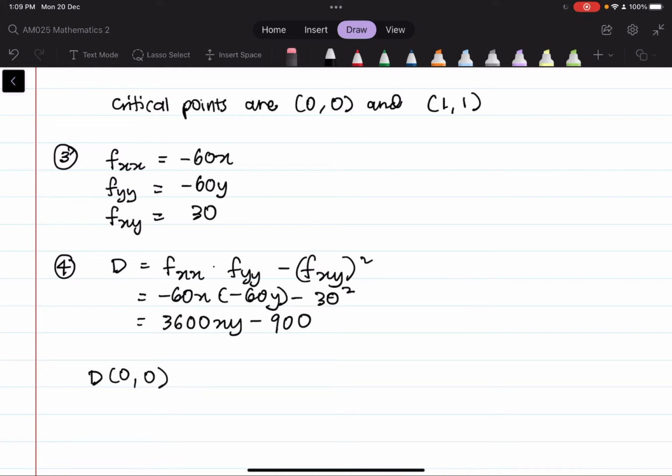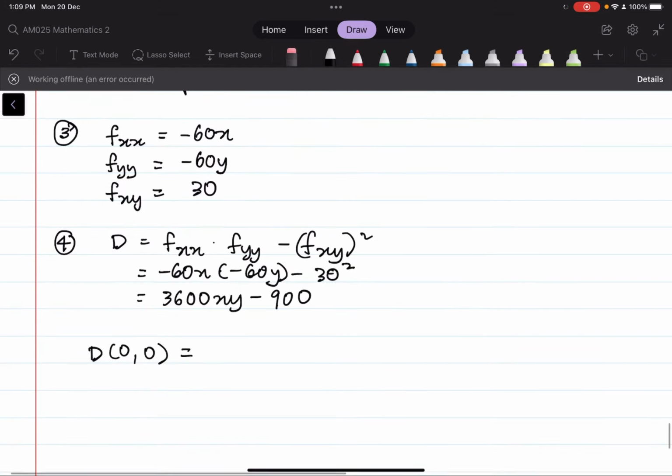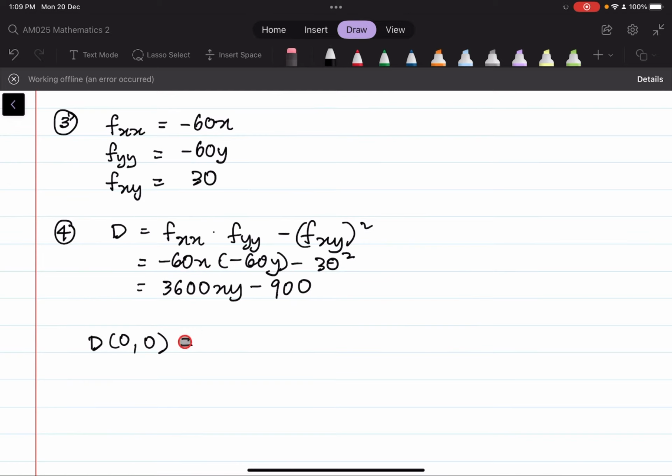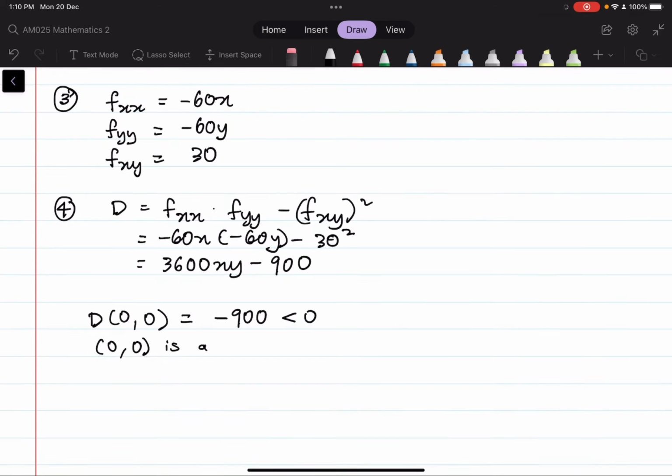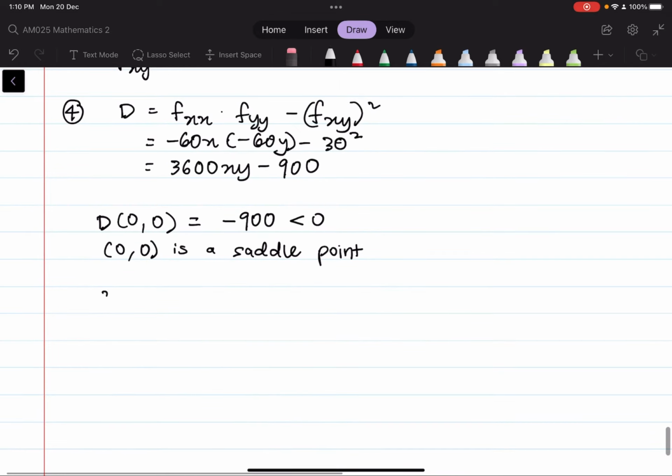Now we're going to make a D-test on the point (0, 0). So substitute the point (0, 0). We're going to get negative 900. So negative 900 is less than 0. So if our D is less than 0, we know the point (0, 0) is a saddle point. If we substitute f(0, 0) into the function, we're going to get negative 5.